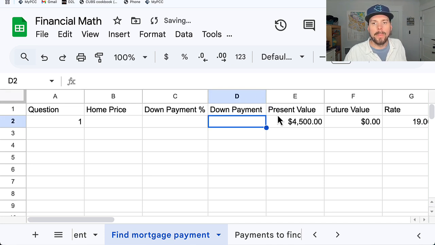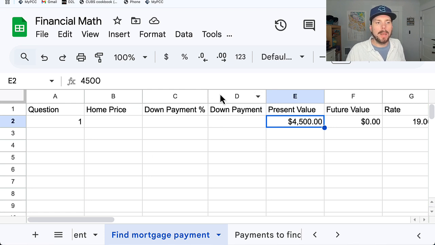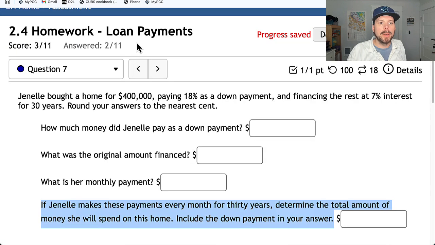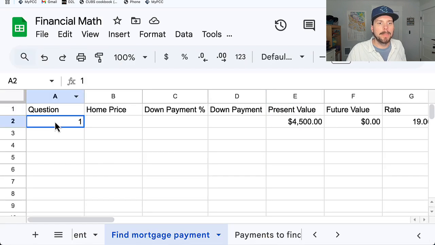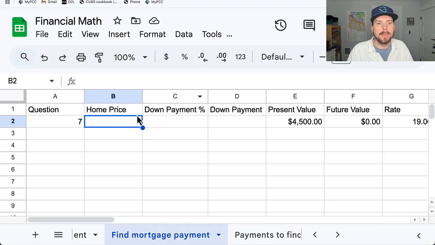And the next thing we'll want is the present value, which will be the price minus the down payment. So those will help take care of a step in the beginning. I'm going to fill in information from number 7 here. That was a $400,000 home at an 18% down payment, and the rest at 7% interest.